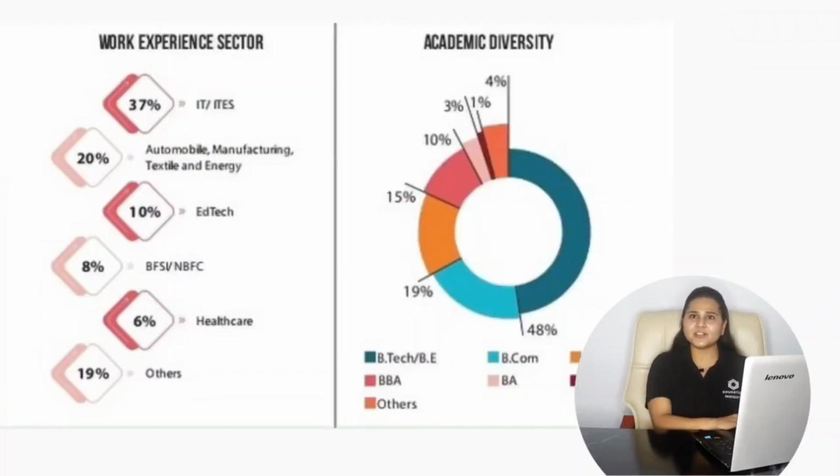If we consider the work experience sector wise, then 37% candidates have work experience in IT and ITES, 20% candidates have work experience in automobile, manufacturing, textile and energy. Then 10% candidates are from educational technology companies, 8% candidates are from BFSI and NBFC, 6% candidates are from healthcare, and 19% candidates have work experience other than all of this.